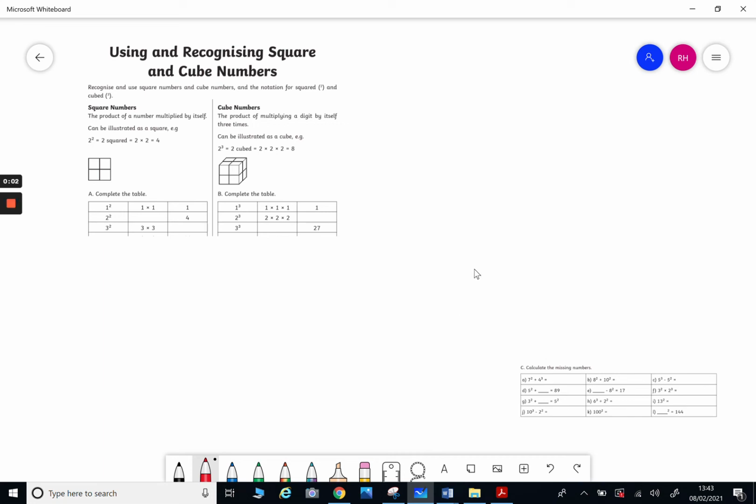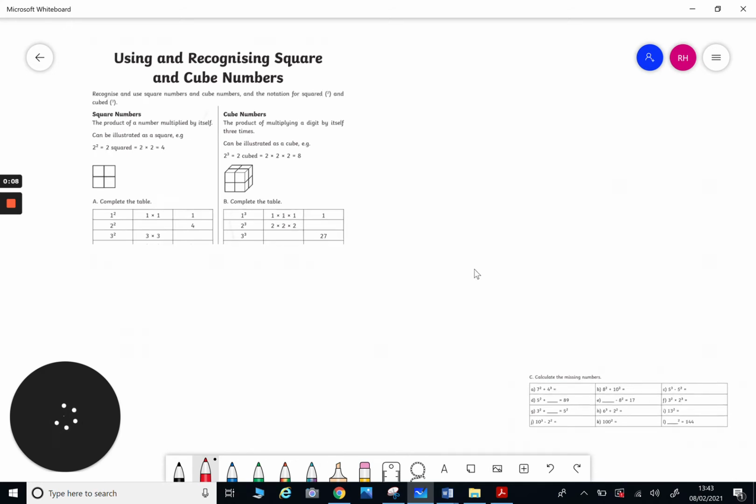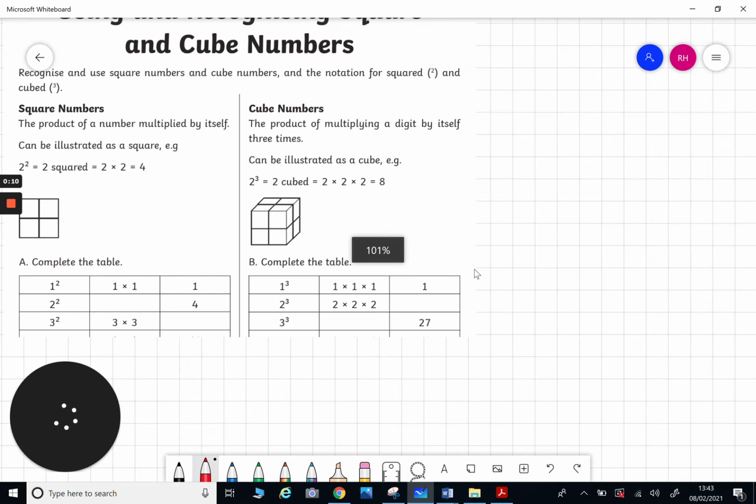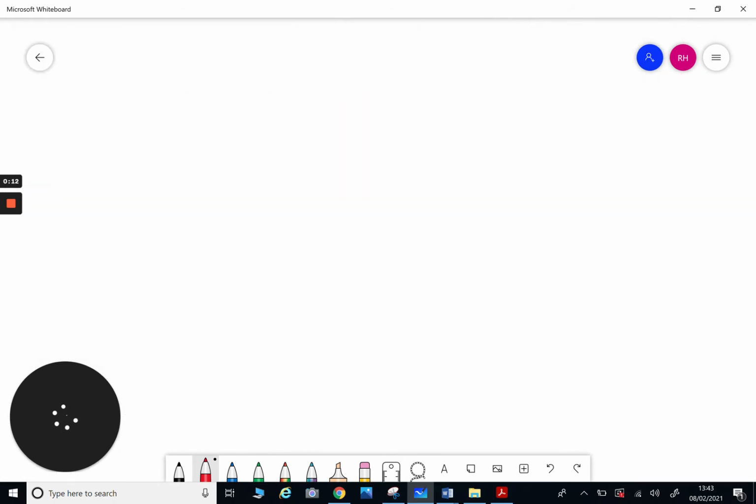Hello, I just want to take you through how we can find some square and cube numbers today. Okay, so just make this a little larger so we can have a look at it. This is coming out from the activity sheet you're going to do today.